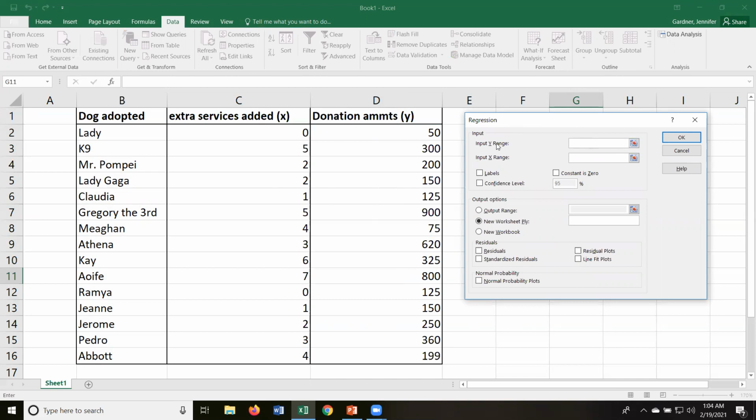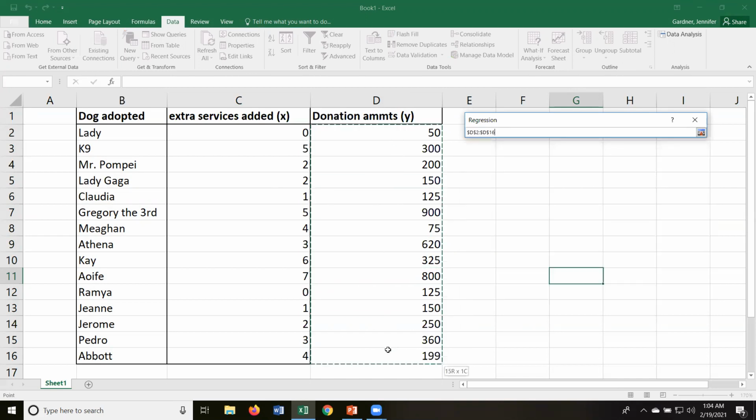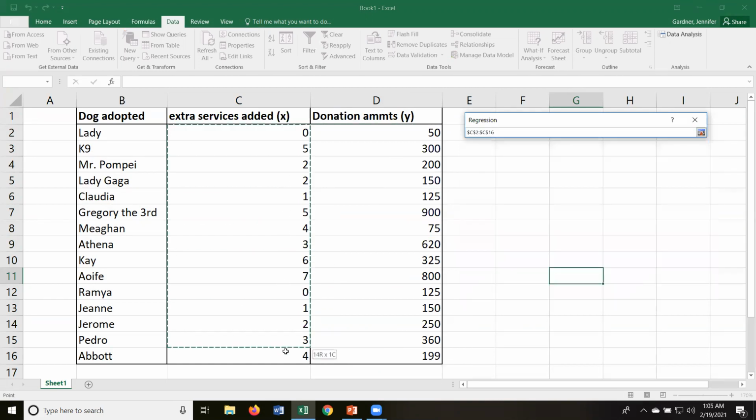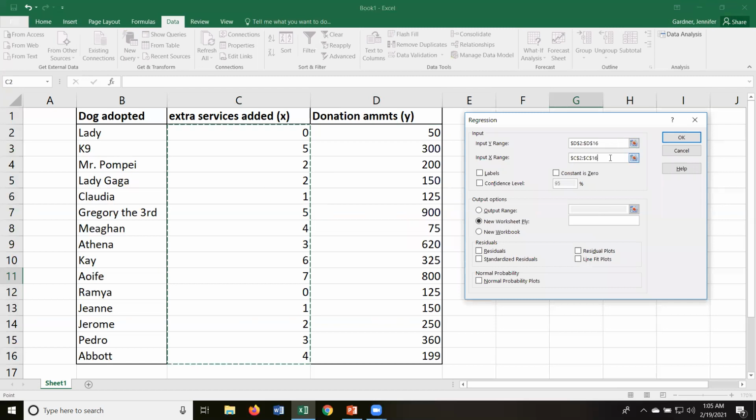So input Y range, well, this was our Y. Click and drag. See how I just clicked and dragged that and now it's typed in? Input X range. So I'm clicking here, click and drag, let go. Good. And that's it. All this other stuff is extra. You can do it if you want to see it, but we're not going to do it for this particular one. We're just concerned with the linear regression equation. So I'm going to hit OK.